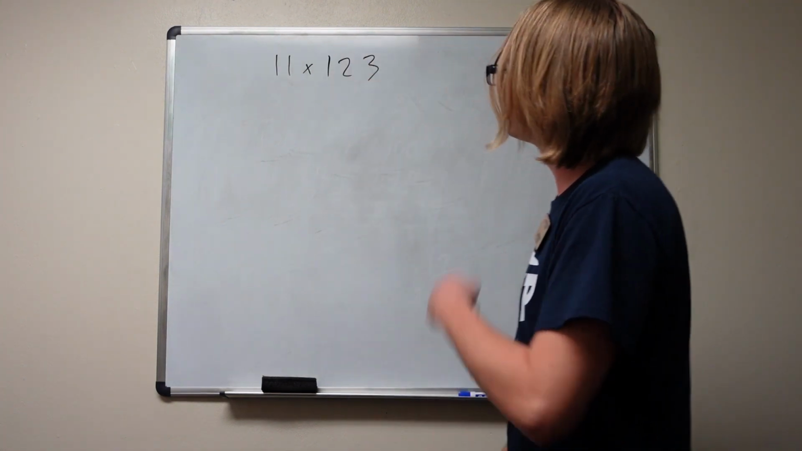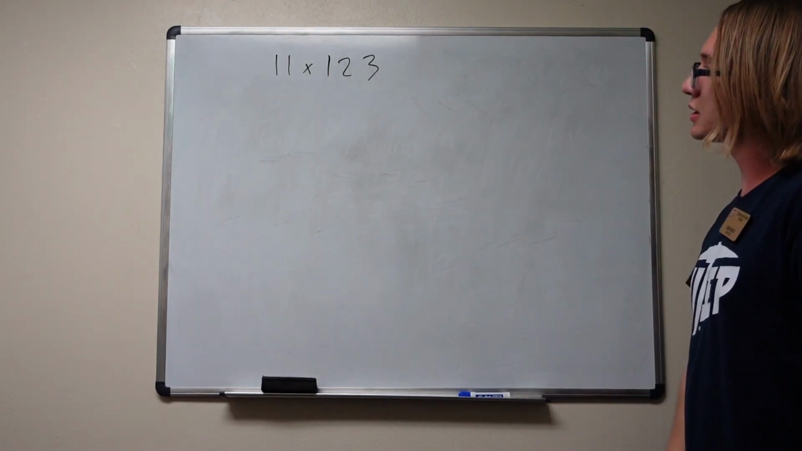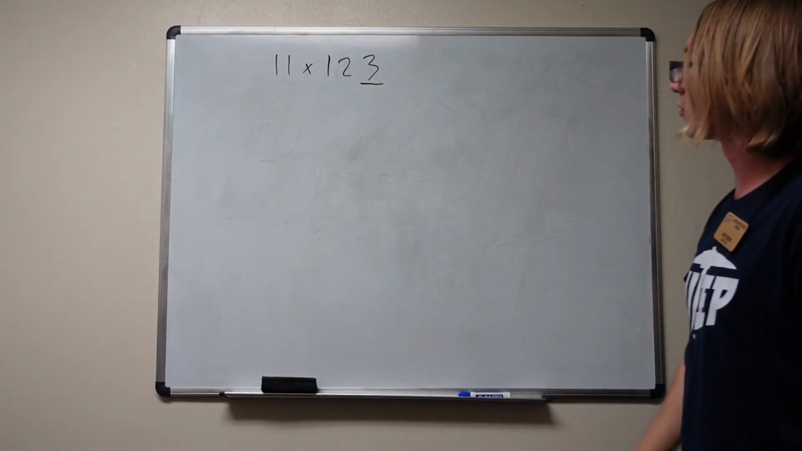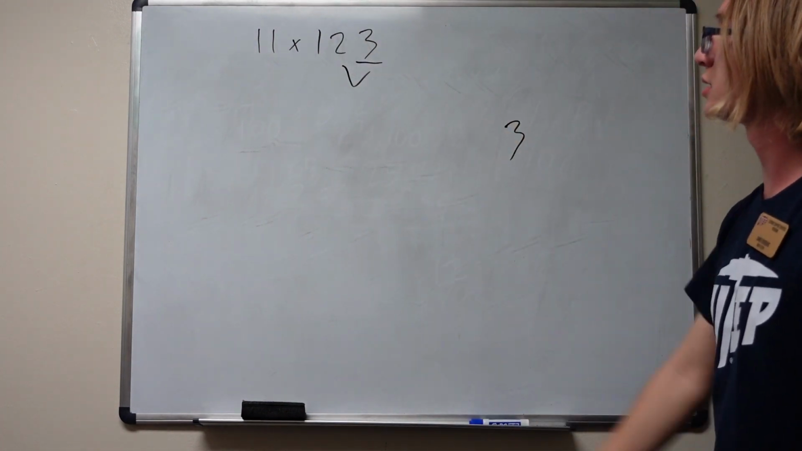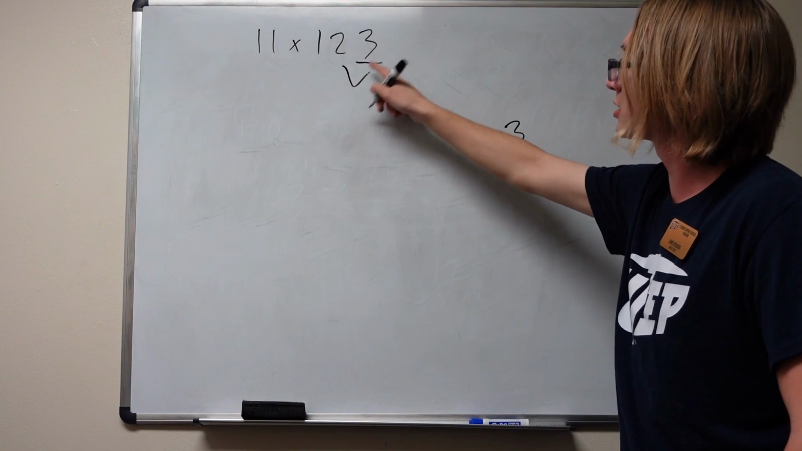So 123. What we do is we take the 1's digit and write it. We add 2 digits, so the 10's digit and the 1's digit, since 2 plus 3 is 5.